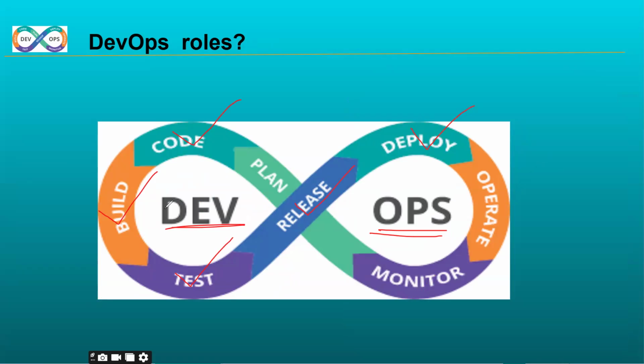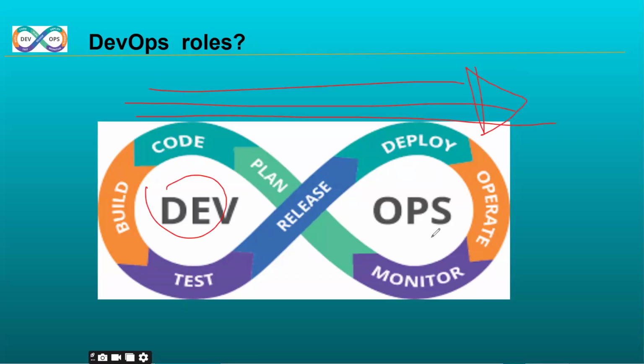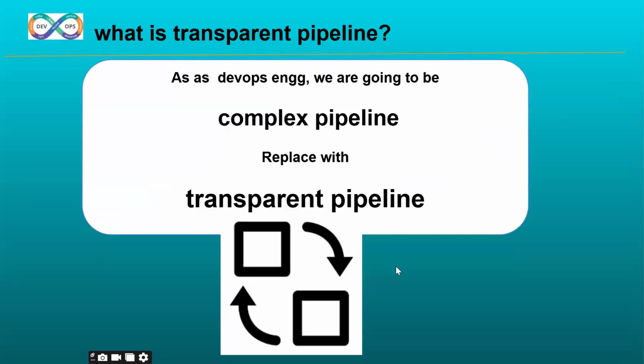But to be frank, we are not writing any code. We are not writing any test cases. We are just implementing an automated DevOps transparent pipeline from the dev environment to operations. Dev environment to operations, yes, please. Got it. Understood, very clear.